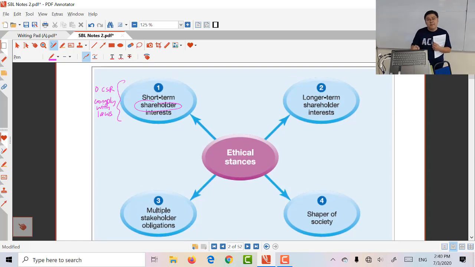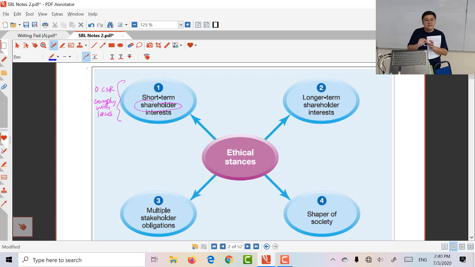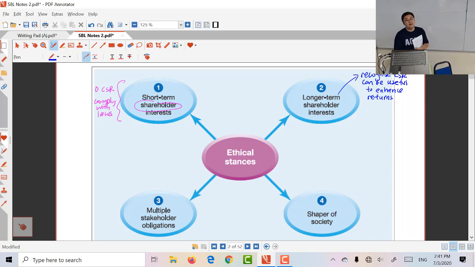Now, what if you subscribe to long-term shareholder interest? This becomes a position where you understand that CSR can be useful to make more money in the future. So you recognize that CSR can be useful to enhance returns. But not all CSR is capable of doing that.